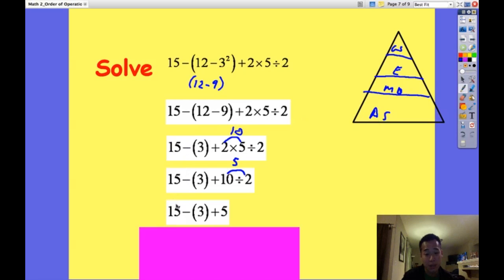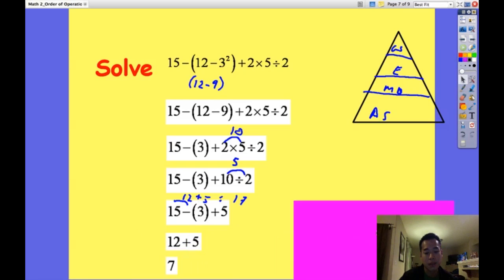So I'm just going to do it left to right. 15 minus 3, that's equal to 12. 12 plus 5. This whole thing should equal 17. Let's double check. 12 plus 5. My final solution is 17. Sorry, the one got cut off. But you can clearly see right here that 12 plus 5 is 17.